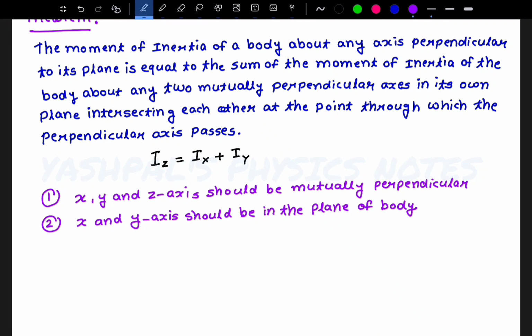For example, if we consider one thin paper, we can consider it as a lamina body. So in thin paper, there are two directions, x-axis and y-axis, and there is also z-axis which will be coming out of the plane of paper, but we are only concerned with the x-axis and y-axis which lie in the lamina. So here we are considering x and y-axis should be in the plane of lamina. And third final condition is that z-axis should be perpendicular to the plane of body.